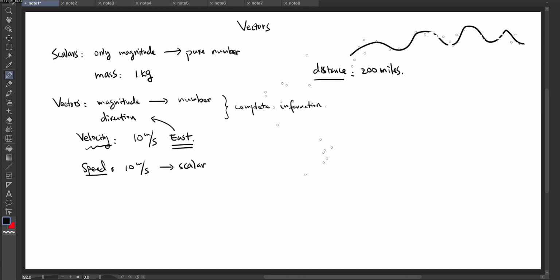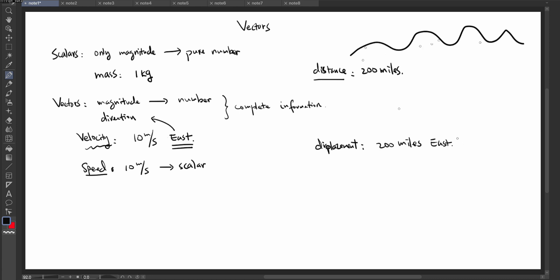But when I talk about another physical quantity, let's say displacement, then that is a vector again. It's a vector quantity again. So when I say I traveled 200 miles east, then I know exactly both the total length and also the direction traveled.